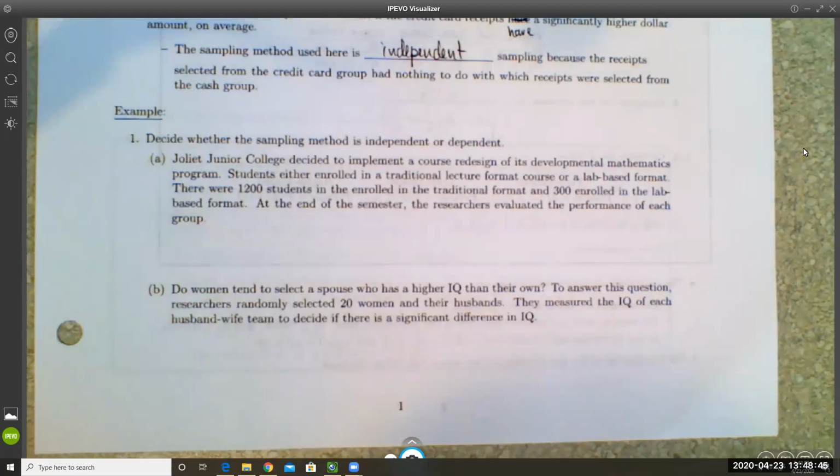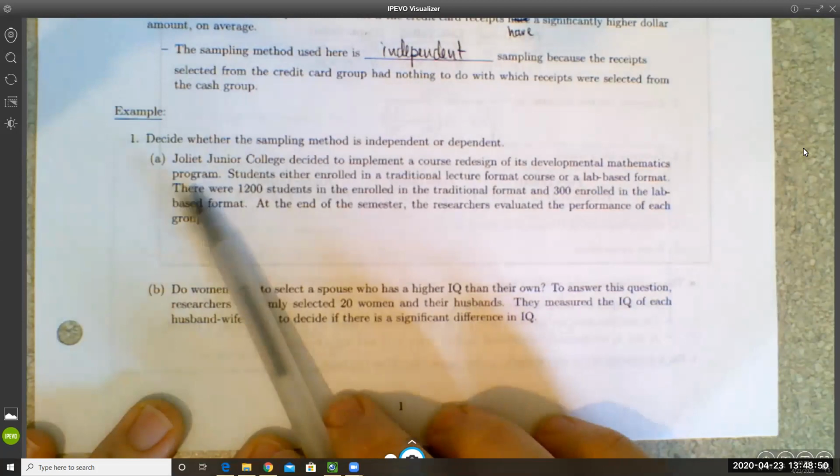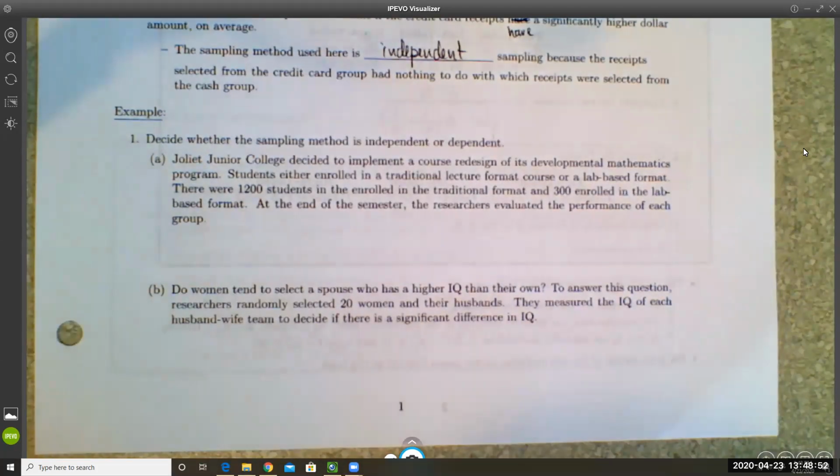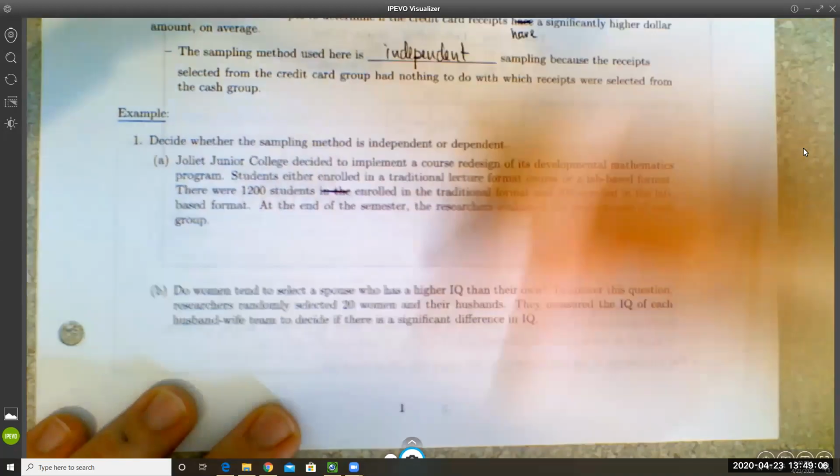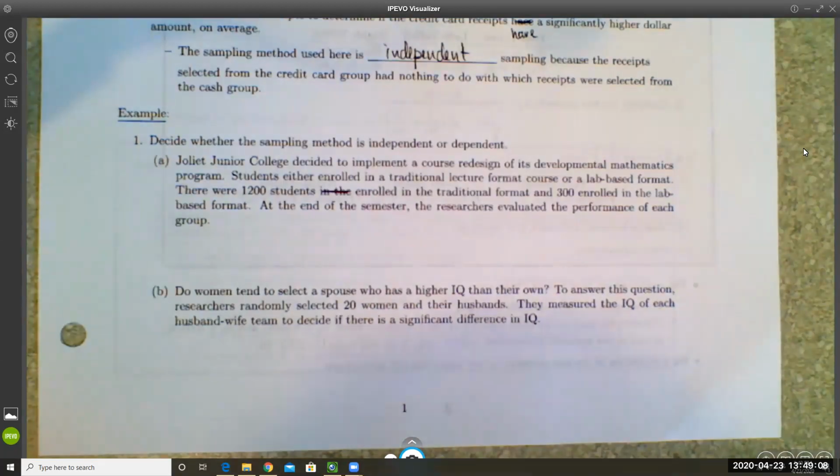So this first one says, Joliet Junior College decided to implement a course redesign of its developmental math program. Students either enrolled in a traditional lecture format or a lab-based format. There were 1,200 students enrolled in the traditional format, and 300 in the lab-based format. At the end of the semester, the researchers evaluated the performance of each group.